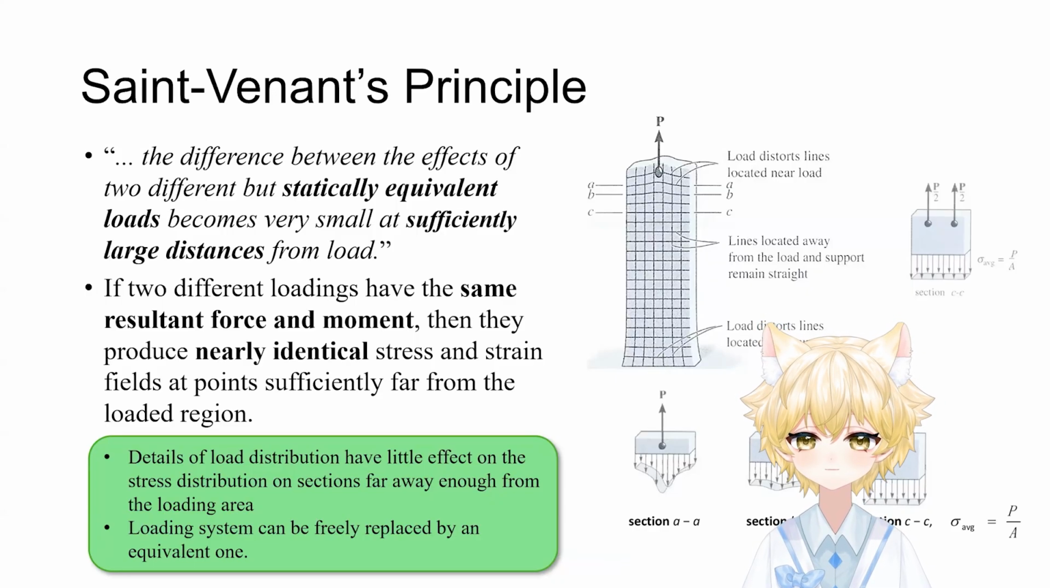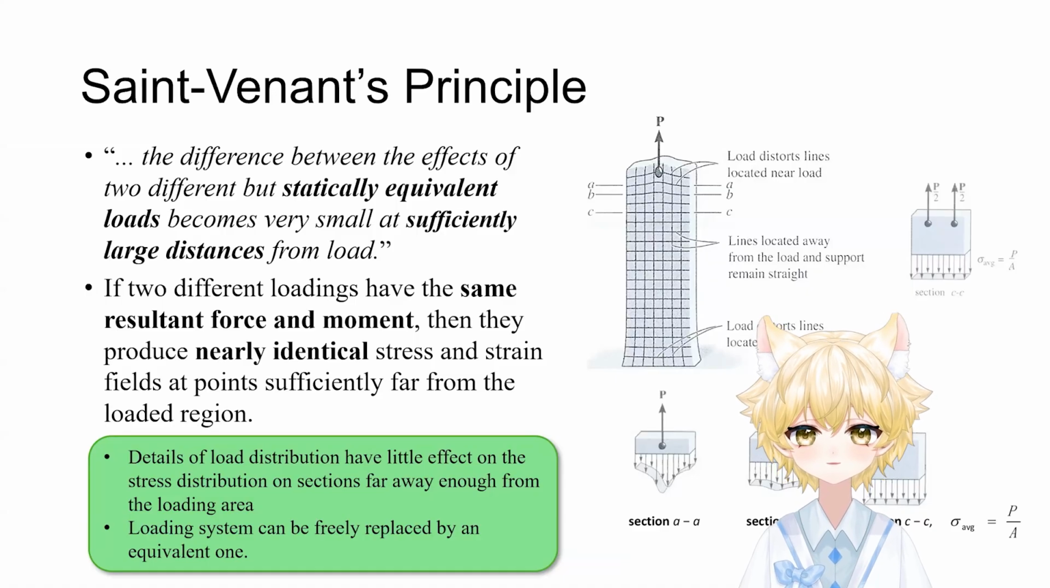This is why we can still use sigma equals P over A for the main body of the member, right? Even if the connection at the end is messy. So the answer is yes and no because it depends on which region you are looking at.